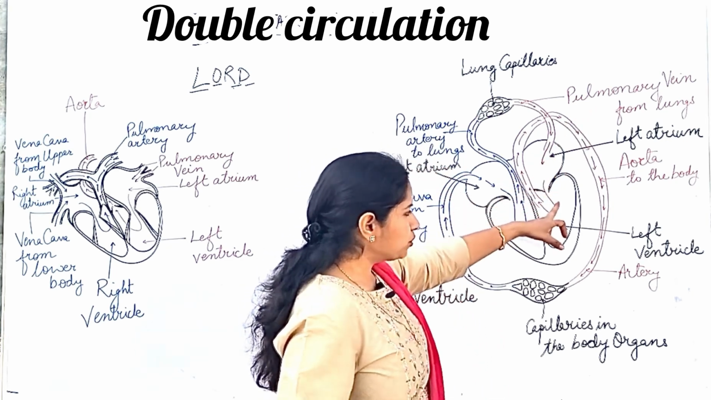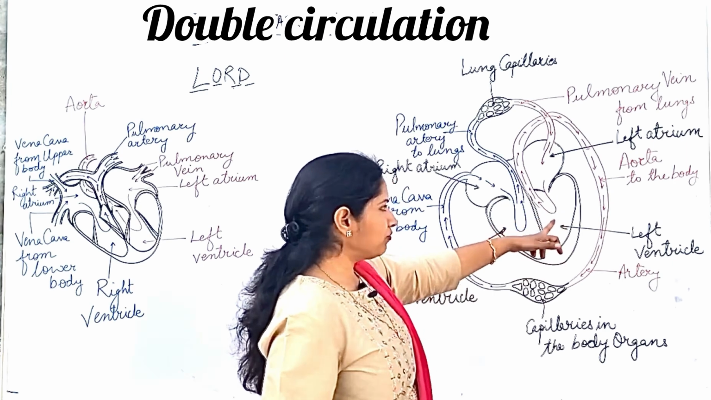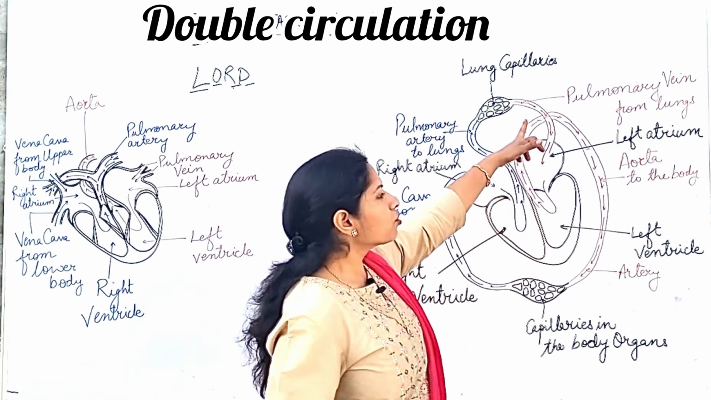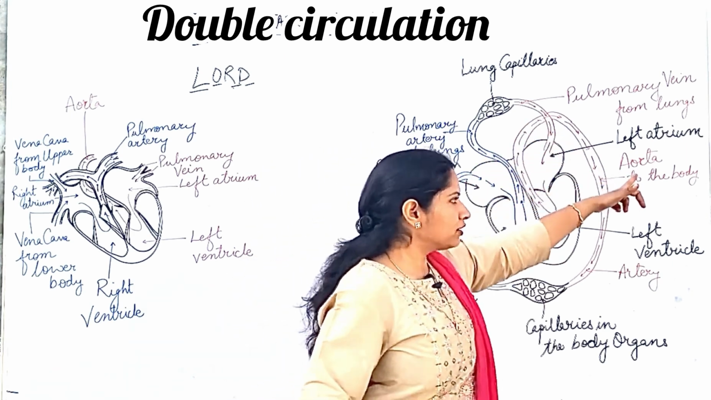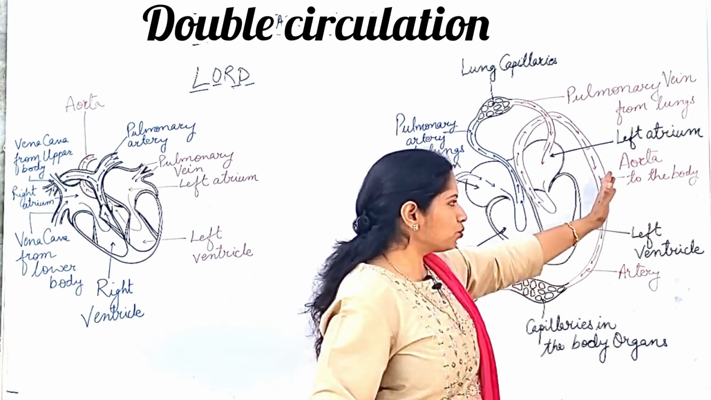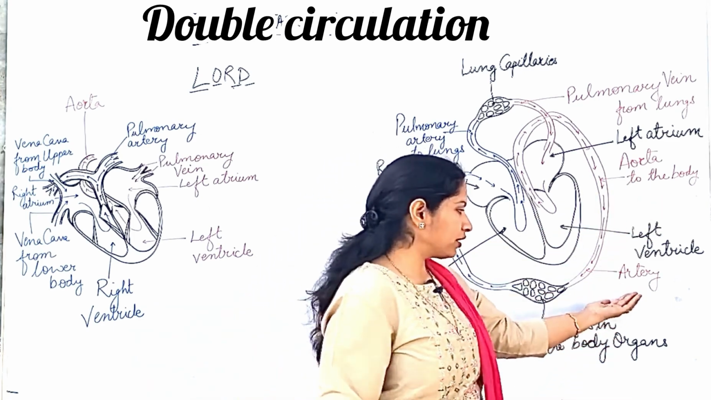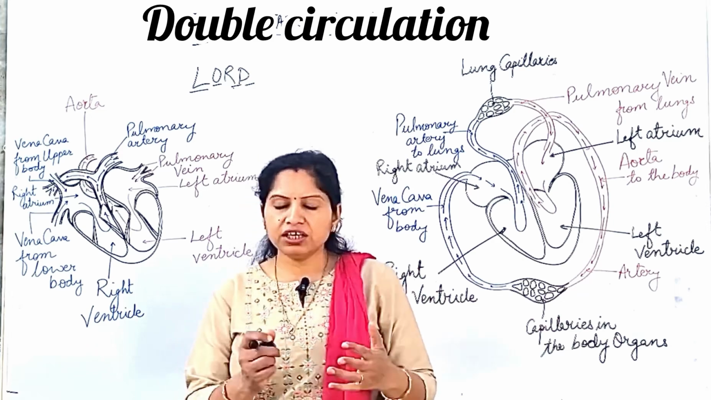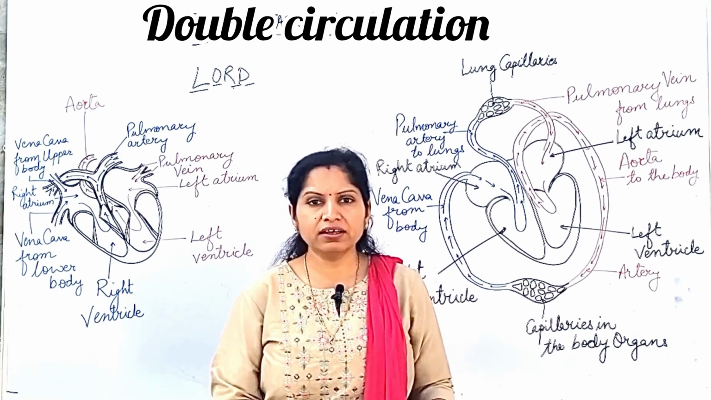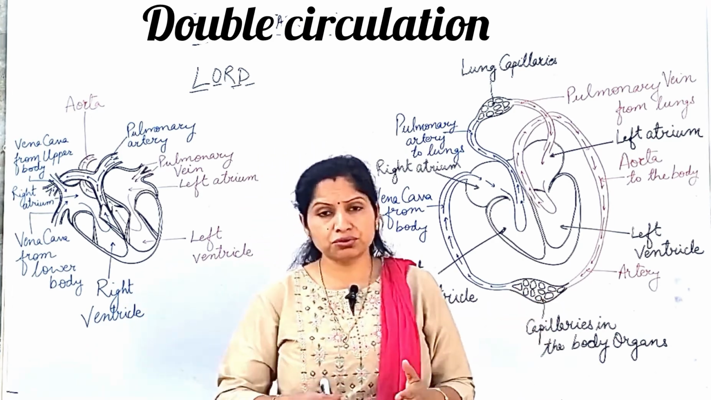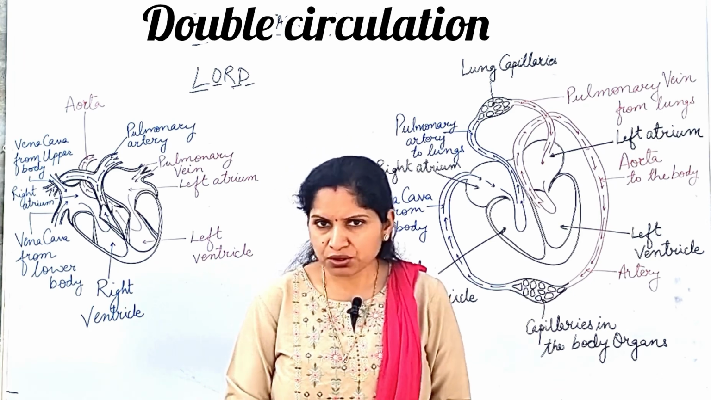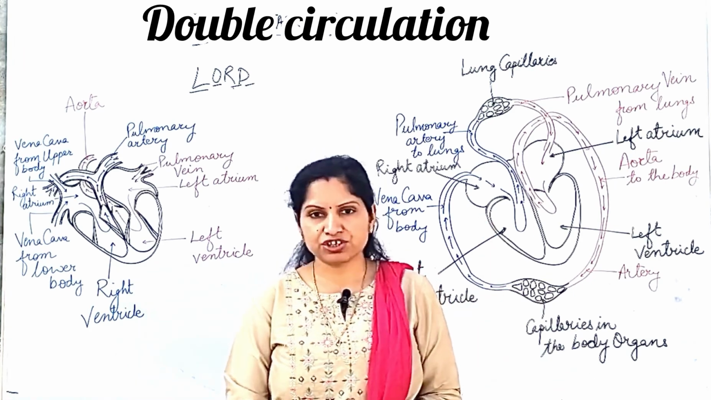From the left atrium, it will go to the left ventricle, and when the left ventricle contracts, it will push the blood to the aorta, and from the aorta it goes to different arteries of the body, and finally reaches each and every cell of the body, passing through the different arteries. Okay, so this is how double circulation takes place.